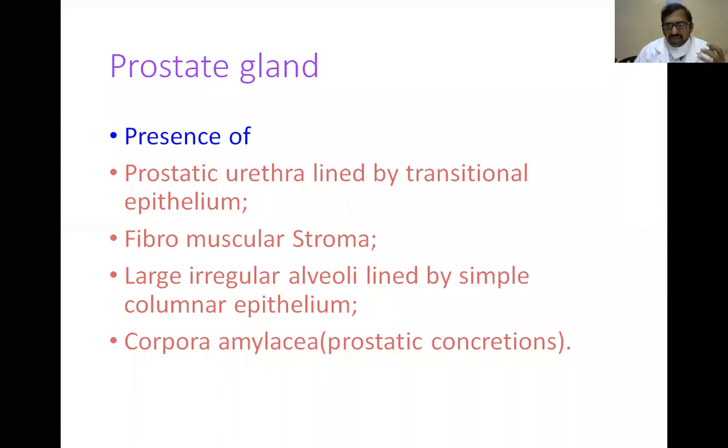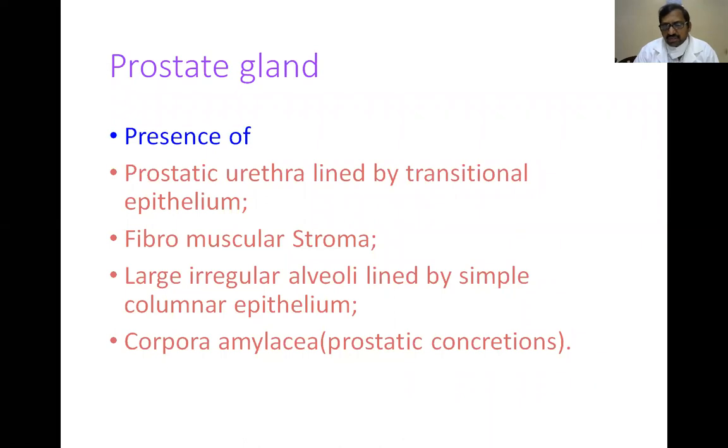Some external examiners may ask, what is the difference between the stroma of the prostate gland and the mammary gland? On that occasion, you are supposed to answer: in the prostate gland, there is a fibromuscular stroma. In the mammary gland, there is a fibrofatty stroma. Both are glands, and they have glandular tissue.